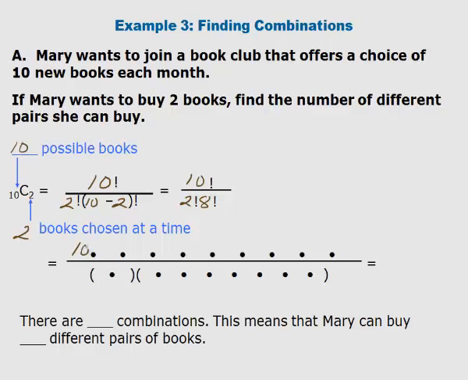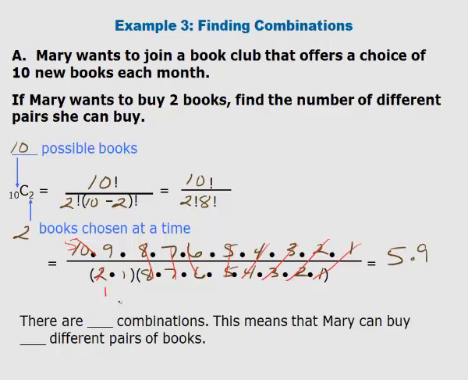So when we write that out, we have 10 times 9 times 8 times 7 times 6 times 5 times 4 times 3 times 2 times 1. Here we have 2 times 1, that's 2 factorial. And then we have 8 factorial. So cancel the 1s, cancel the 2s, 3s, 4s, 5s, 6s, 7s, and 8s. 2 goes into 2 1 time. 2 goes into 10 5 times. So what we have is 5 times 9. So there are 45 combinations. This means that Mary can buy 45 different pairs of books.